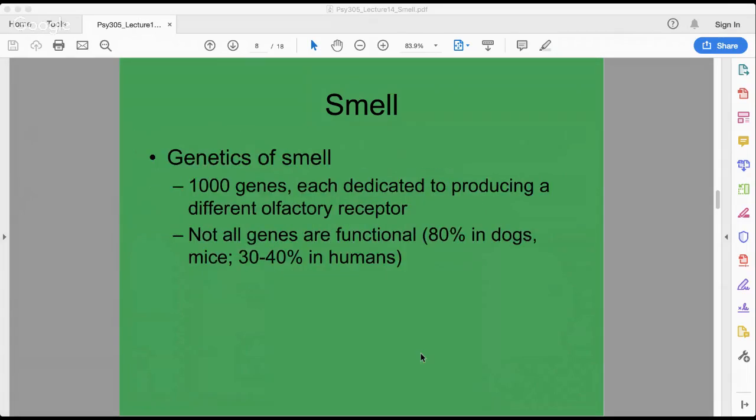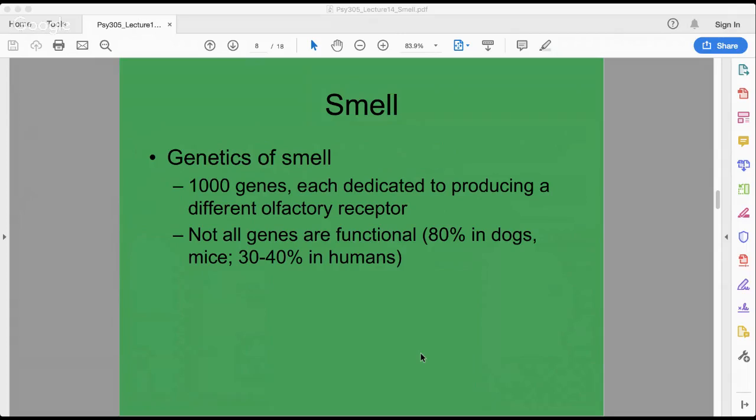So Buck and Axel in 1991 found that the genome contains about 1,000 different olfactory receptor genes. Each codes for a single type of olfactory receptor. All mammals have pretty much the same set of 1,000 genes. However, some genes are non-functional, and those non-functional genes are called pseudogenes. Animals with more functional genes have a better sense of smell.